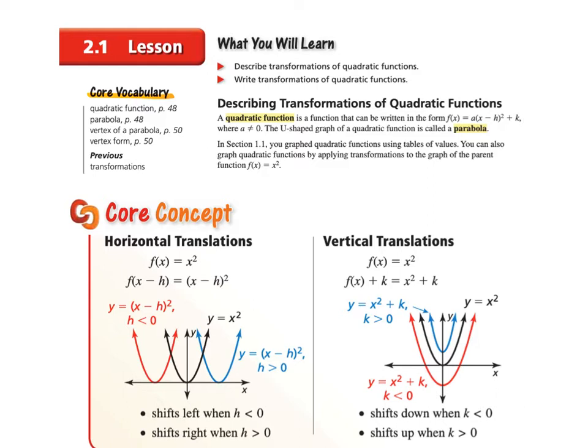The first thing we will look at is that a quadratic function is a function that can be written in the form f of x equals some number a times the quantity x minus h squared plus k. This should look familiar to you from the absolute value functions. The graph is U-shaped, and that shape is called a parabola. We've already looked at some quadratic functions in the first chapter, so this shouldn't be brand new to you. So let's look a little closer.